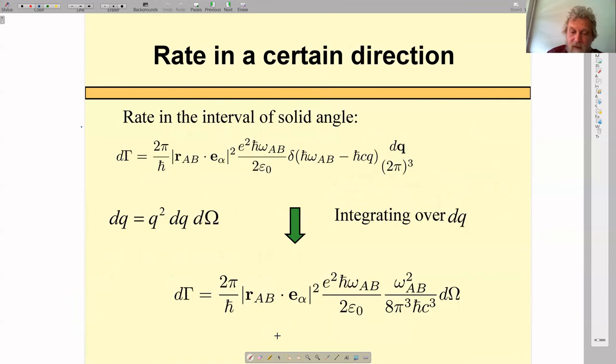Good, let's go further. Let us concentrate on the rate in a certain direction. What is the probability to emit photons in a certain direction? That is already something which we can compute.